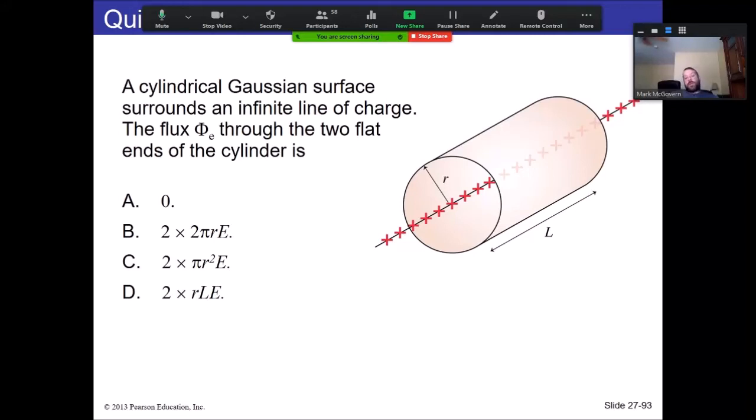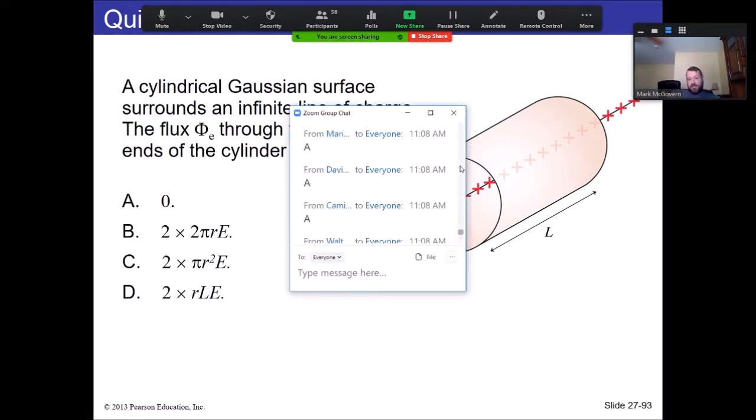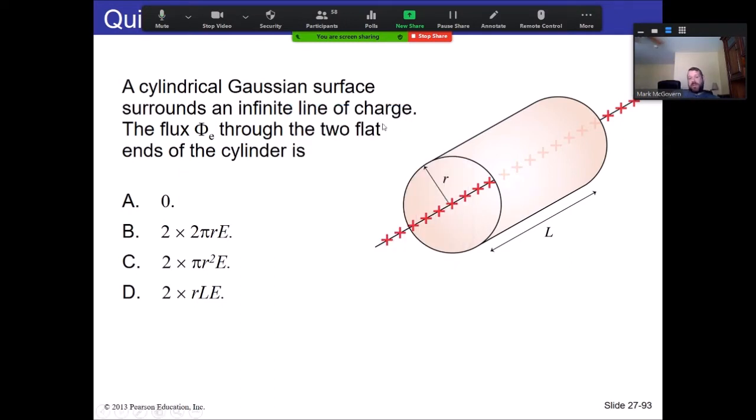I've got a question for you here. We have a line of charge. We have a cylindrical Gaussian surface that surrounds our line of charge. And we want to know what the flux is through the two flat ends of the cylinder. But it is A. It is A.